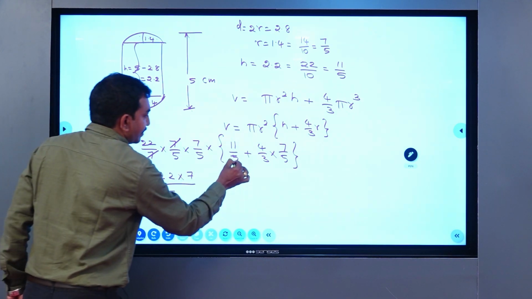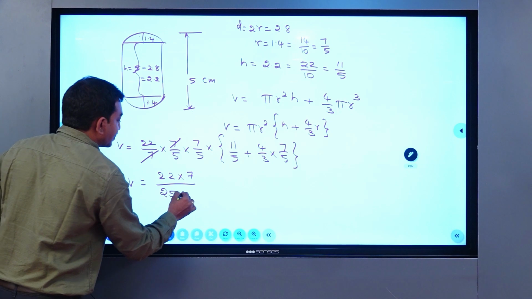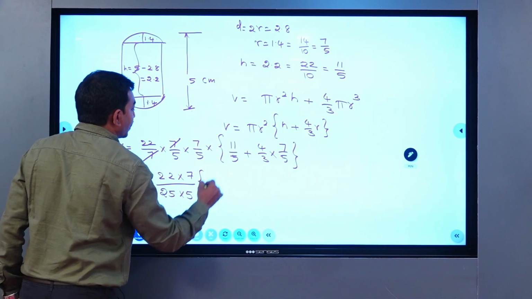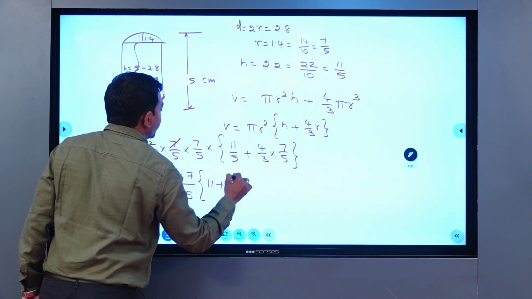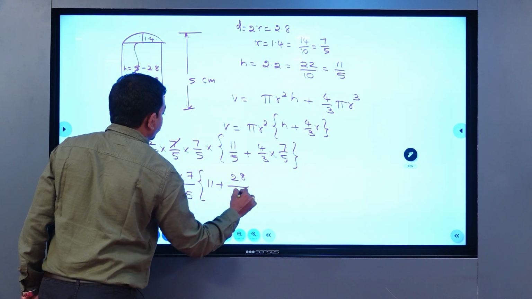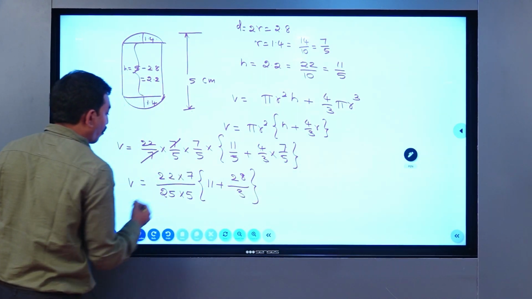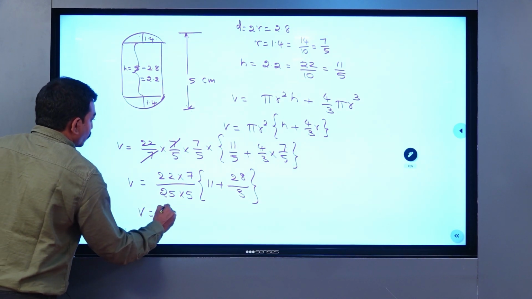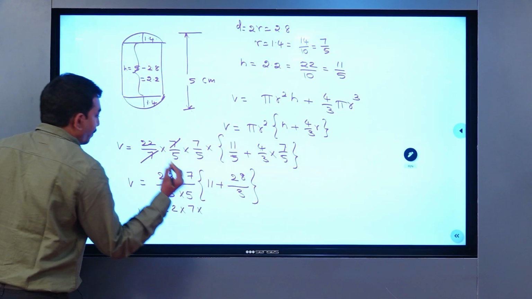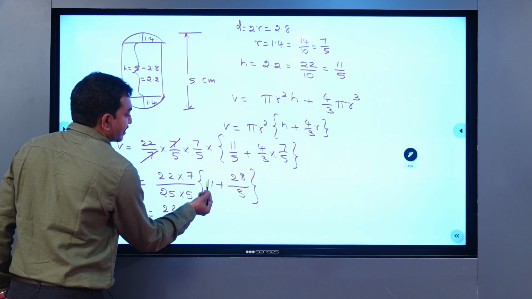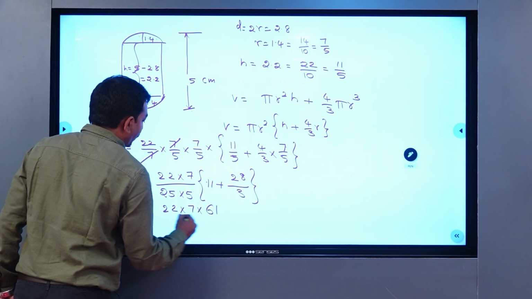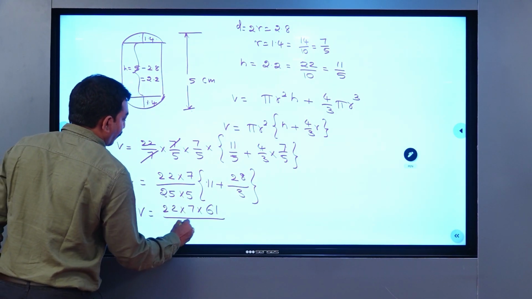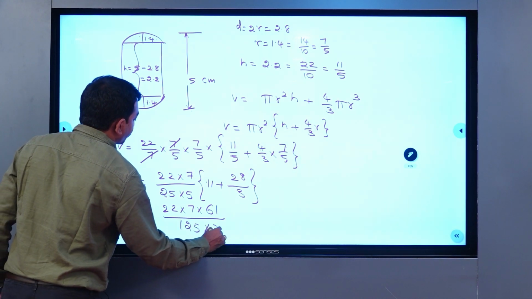But you see, this 5 is common in both terms now. Let's take it out. Then we are left with 11 here. 4 7s are 28 by 3. Why? Because we have taken 5 outside. So volume is equal to 22 into 7 into, if you take LCM, 11 3s are 33 plus 28, 61 by 25 5s are 125 into 3.